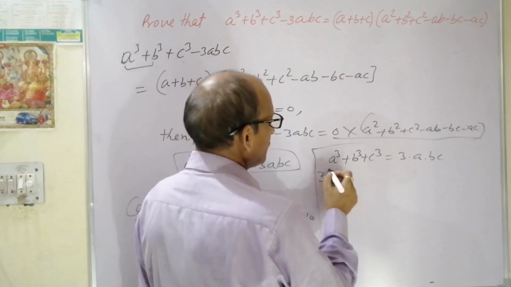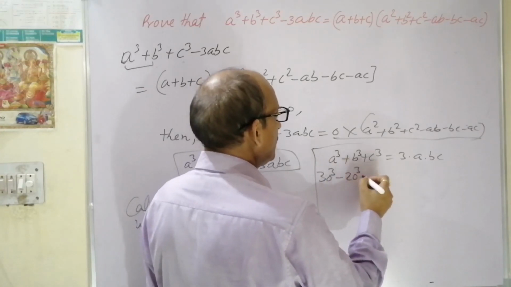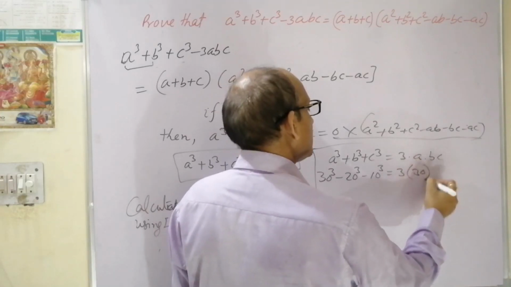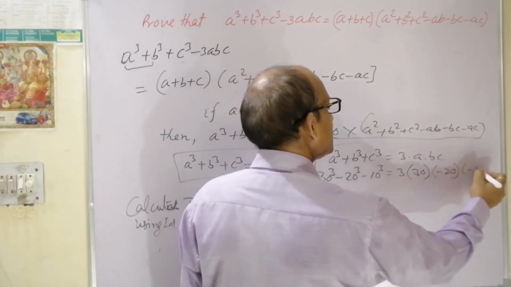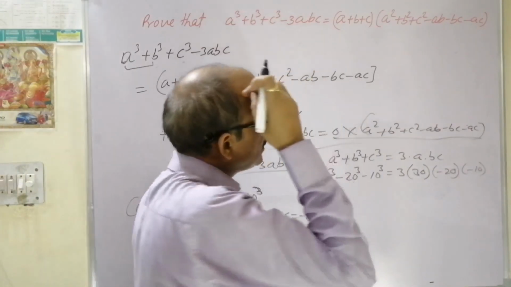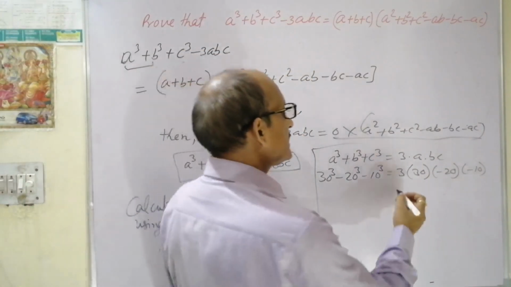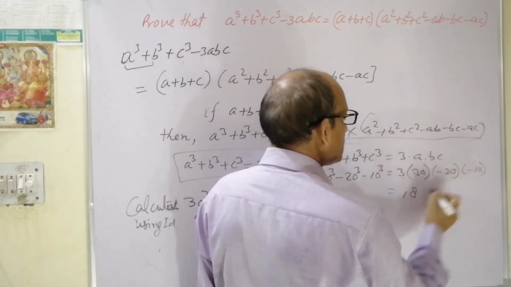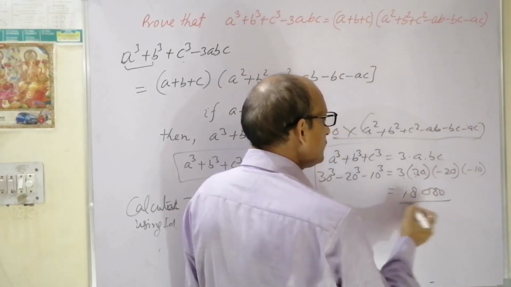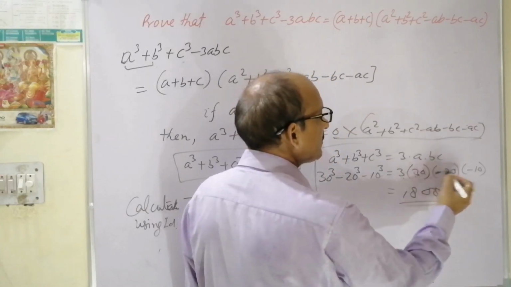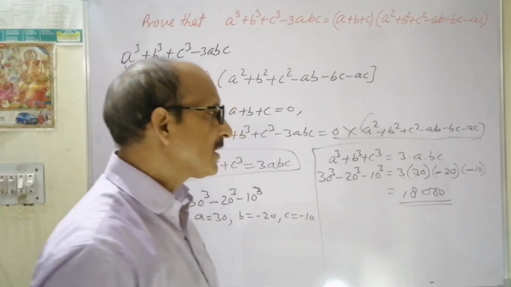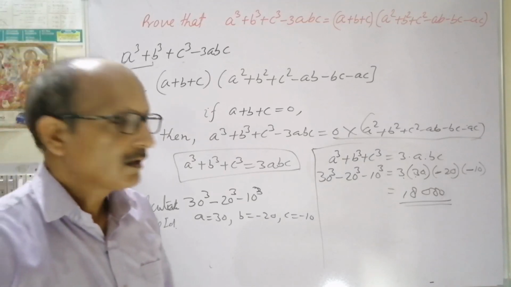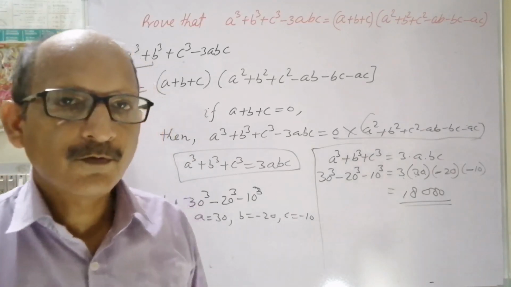So 30 cube minus 20 cube minus 10 cube is equal to 3 times 30 times minus 20 times minus 10. Without actual calculation, we can use the identity to find it. So it is now finally 3 threes are 9, 9 twos are 18, 18 and 1, 2, 3 zeros are there. So it is coming to be finally 18,000. Since minus is appearing an even number of times, the product will be positive. So that's all for this video, and thanks for watching again and again.